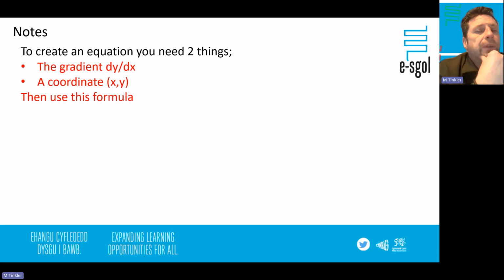So, to create an equation, and again, the wording I use will be slightly different to what you're used to in your centre, but it's pretty much the same wherever you are. To create an equation, you need 2 things. The gradient, which is normally known as dy dx, and a coordinate. Then you're going to use this following formula.